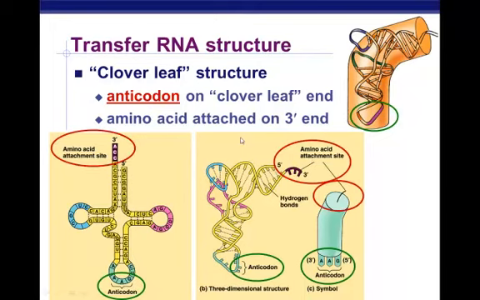And notice there are some different ways to represent tRNAs. This is the sequence. We can see it all stretched out. This is when it's folded into its 3D shape, and then we can do this way to represent the overall structure with amino acid at one end and the anticodon at the other.